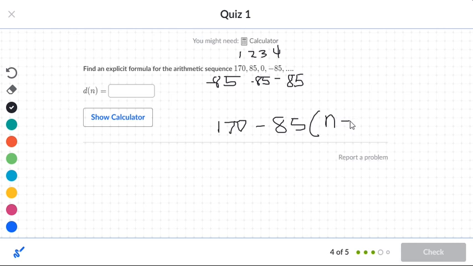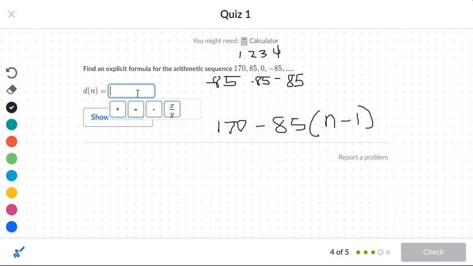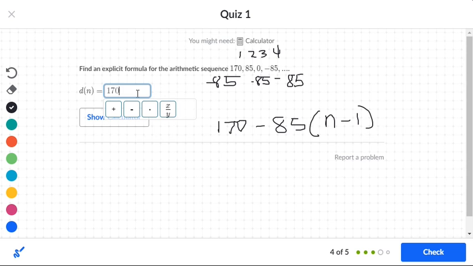Remember, you always end up with n minus 1 in parentheses. So we're going to type in the 170 because that's the first one we started with. Our rule is a minus sign, so minus 85, and then finish up with parentheses, n minus 1.